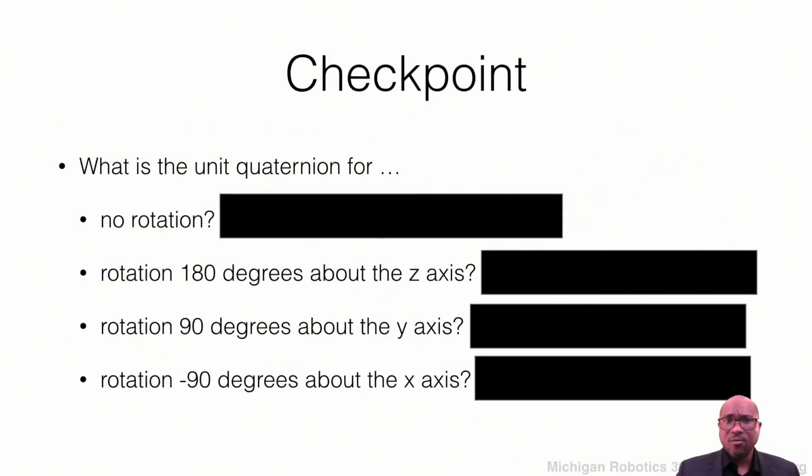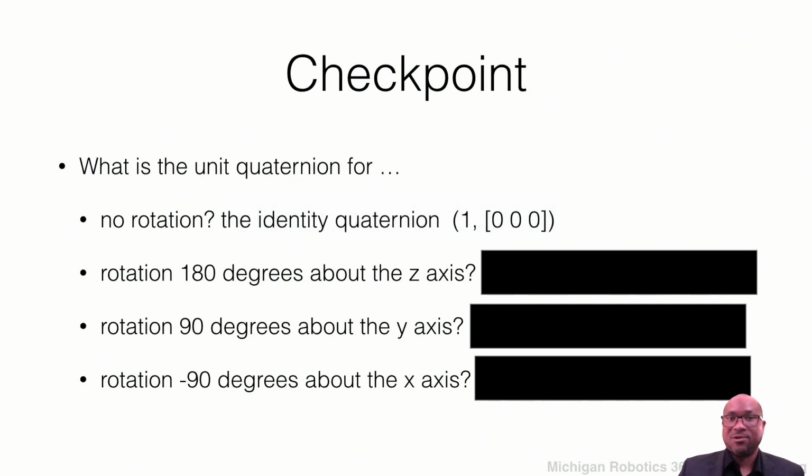So, checkpoint. What is the unit quaternion when there is no rotation at all? Well, it should be an identity quaternion. So we have no rotation, so cosine of the half angle should lead to a non-zero value, and the sine of the half angle will be 0. If this quaternion is unit length, we'll get 1 0 0 0: 1 in the real part, and zeros for the imaginary vector.